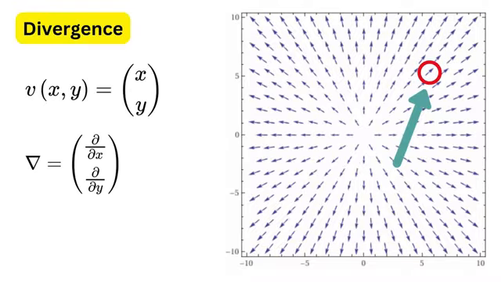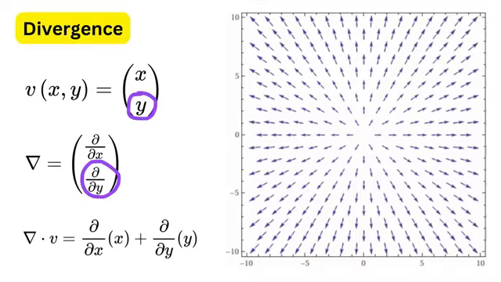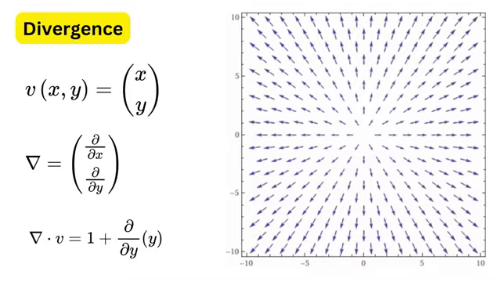Here is the del operator. Now, take the dot product of these 2 vectors. It will give us divergence of this vector field. We get this plus this. The partial derivative of x with respect to x is 1, and the partial derivative of y with respect to y is also 1. When we add them together, we get a constant divergence of 2.